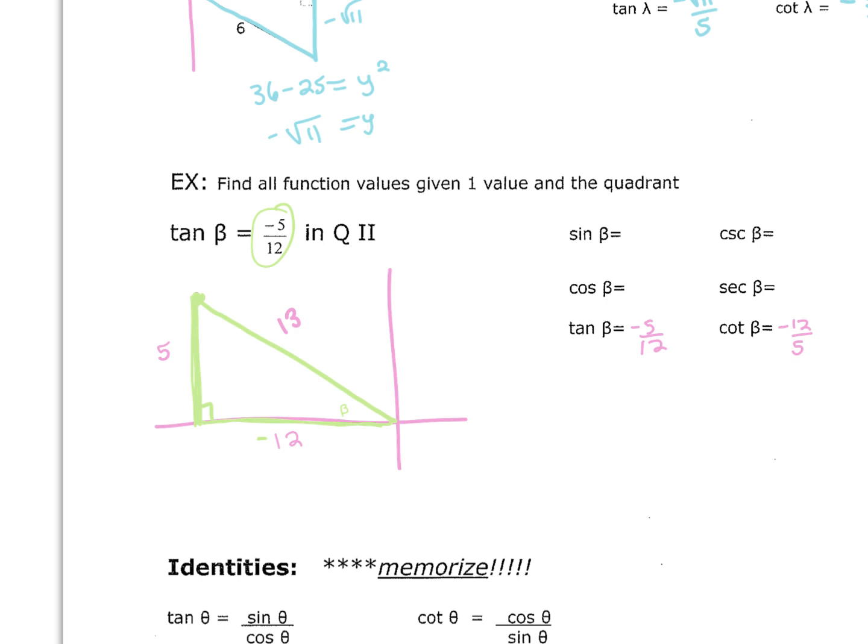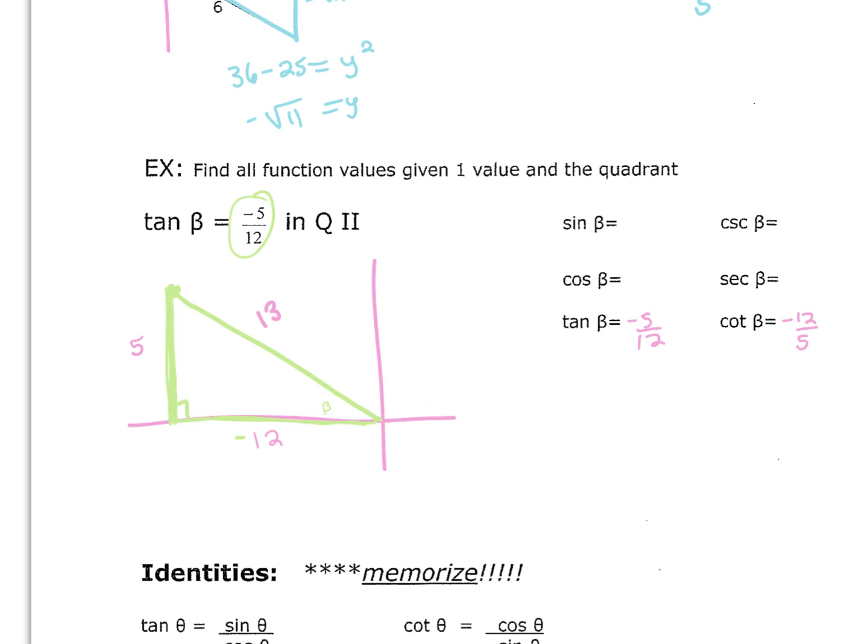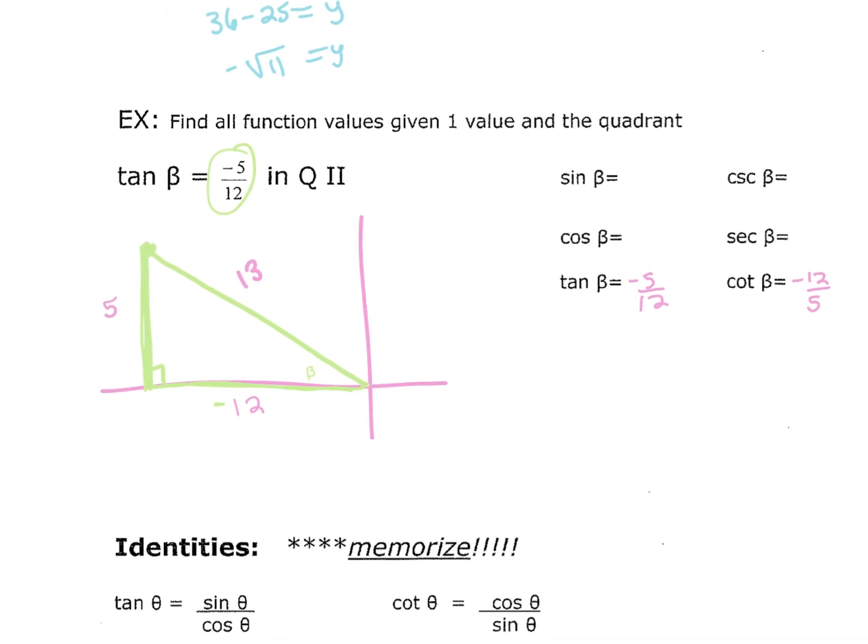So sine, what's that going to be, Ava? Our sine of beta. What's the ratio going to be? Think SOHCAHTOA. There you go, 5 over 13 for our sine. That means our cosecant is 13 over 5.